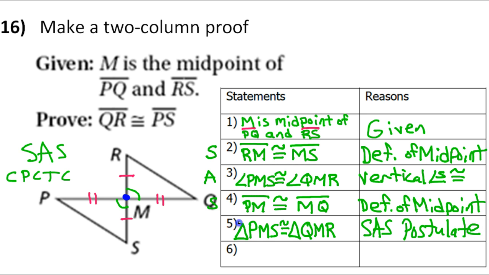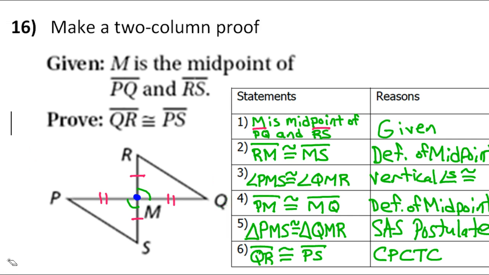Once you have proven that the whole triangles are congruent, then you can focus on any pair of corresponding parts you want. And of course, your last statement has to be the thing that you're trying to prove. So segment QR is congruent to segment PS because corresponding parts of congruent triangles are congruent. Alright, so that is your two-column proof.